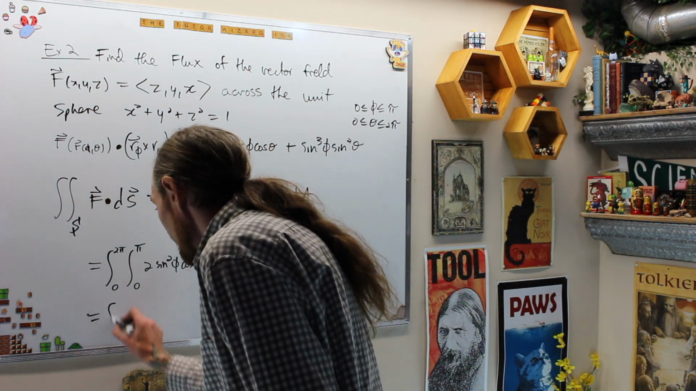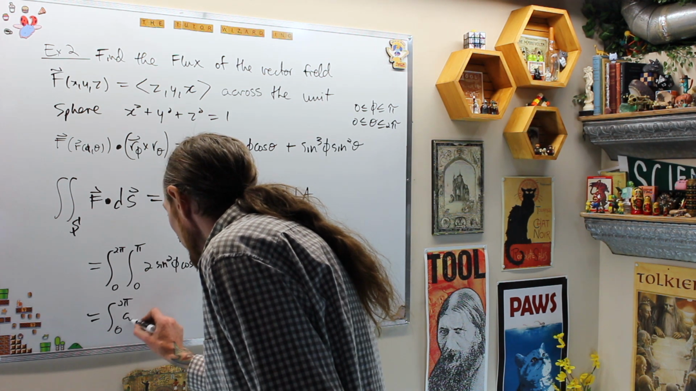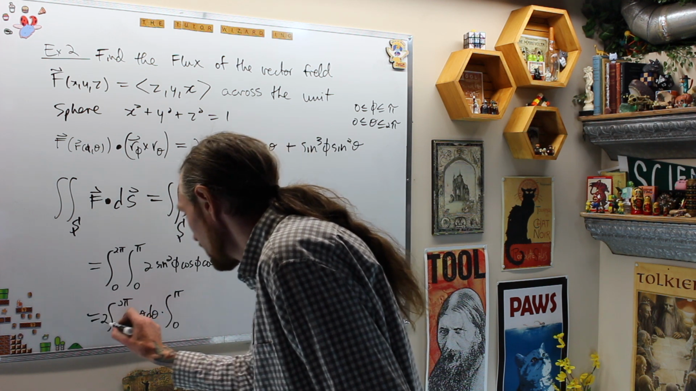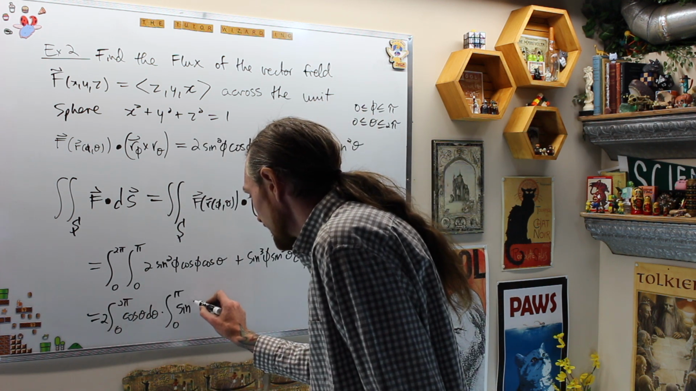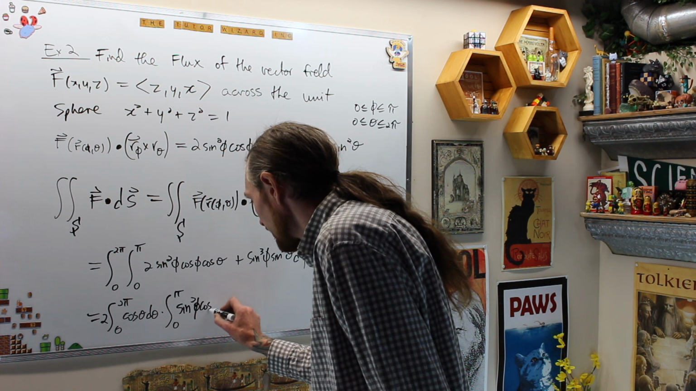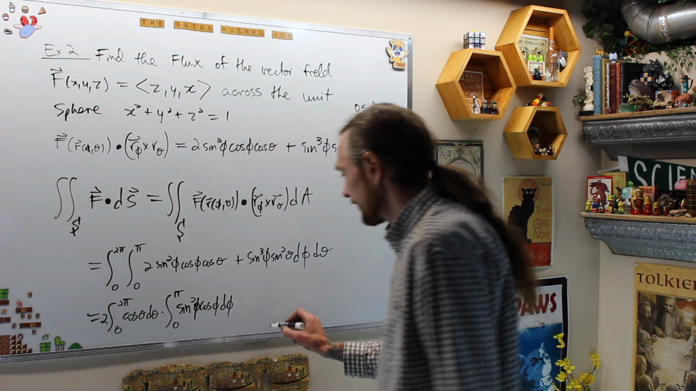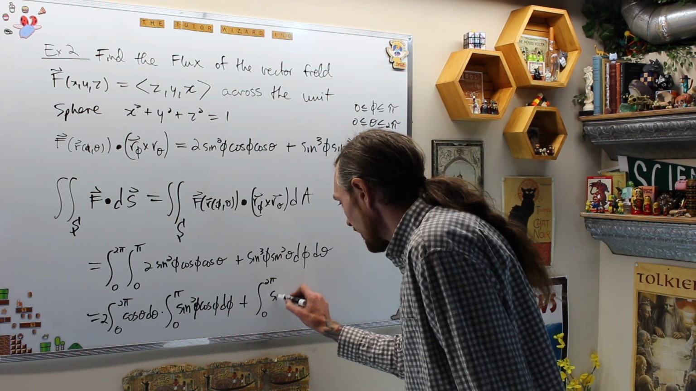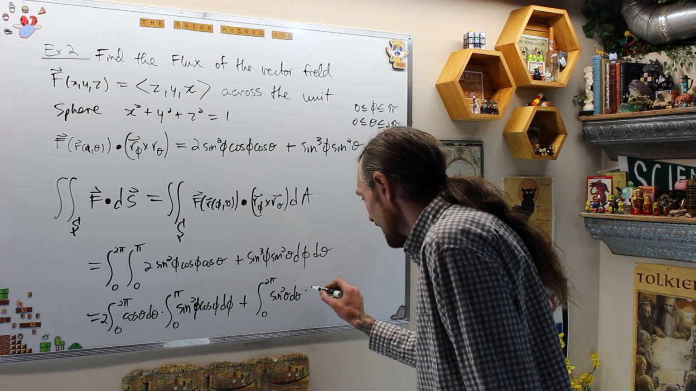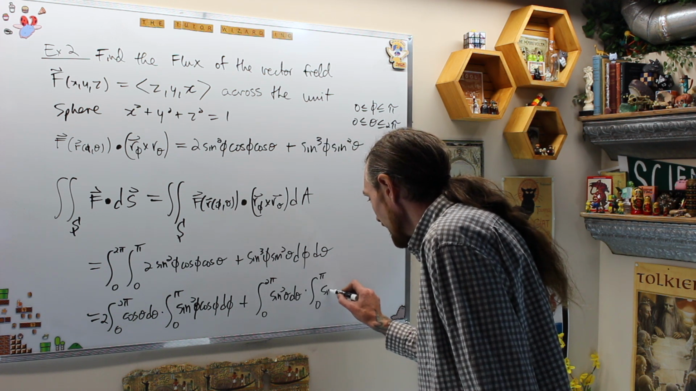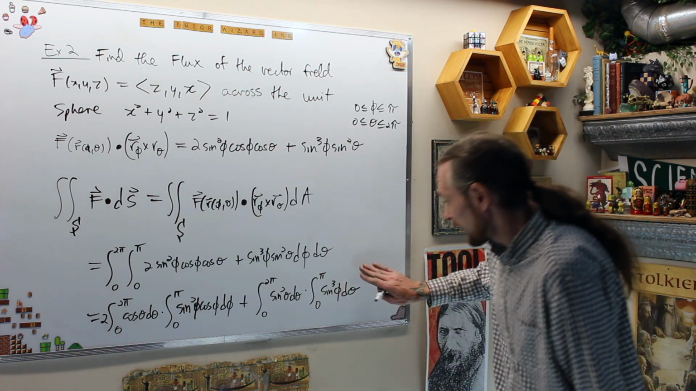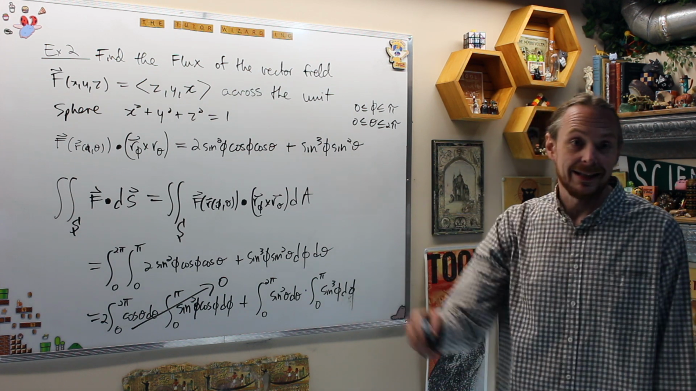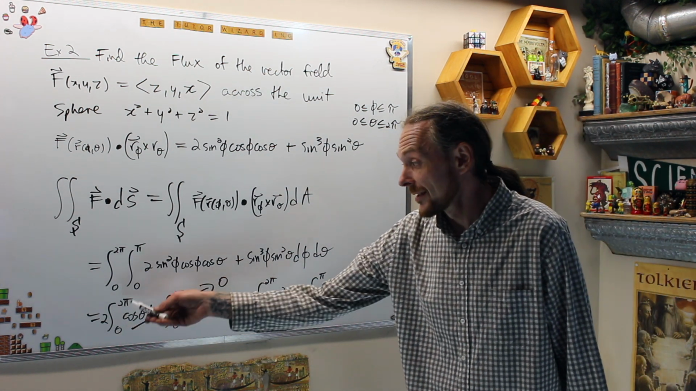This is equal to the integral from 0 to 2 pi of cos theta d theta times the integral from 0 to pi of 2 sine squared phi cos phi d phi, plus over here the integral from 0 to 2 pi of sine squared theta d theta times the integral from 0 to pi of sine cubed phi d phi. This one is 0 because the antiderivative of cos is sine, and sine at 0 is 0, and sine at 2 pi is 0.